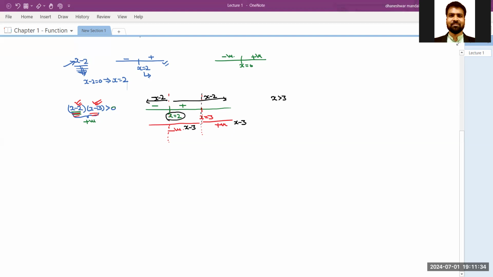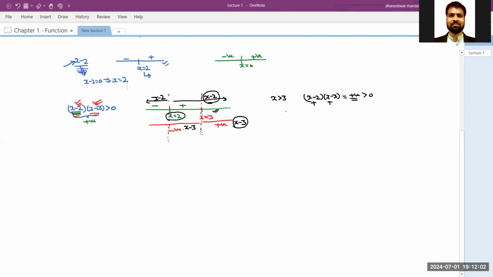If I take a number which is greater than 3 in this region, then in this region x minus 2 is also positive and x minus 3 is also positive. The product of two positive terms is also positive. See, this is positive, this is positive. It means the product of these two terms is positive. If the product is positive, then surely this is greater than 0.